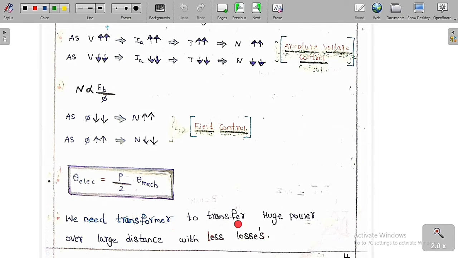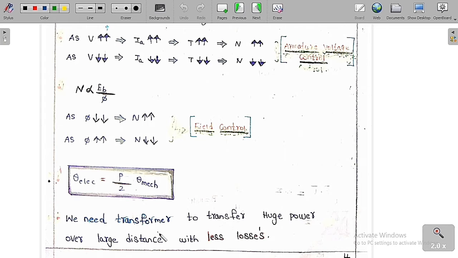We need a transformer to transfer huge power over large distance with less losses. I have already told you, with the help of a transformer, we use stepping up. If you go for the stepping up process, the voltage increases and current decreases because power is constant, so P is equal to V into I. With a step up transformer, if you increase the voltage, the amount of current in the winding will decrease. That current should pass through a huge distance, so therefore the losses are very less.